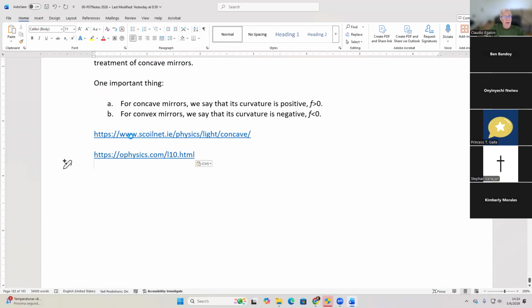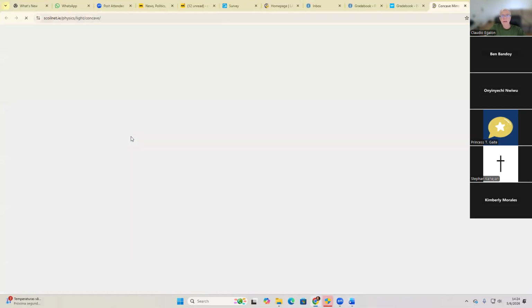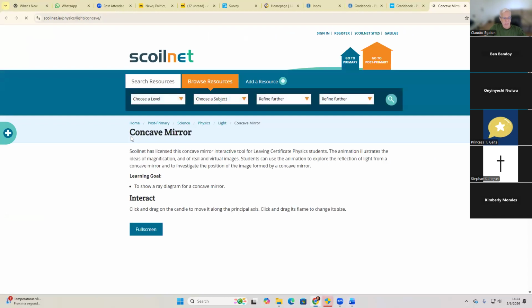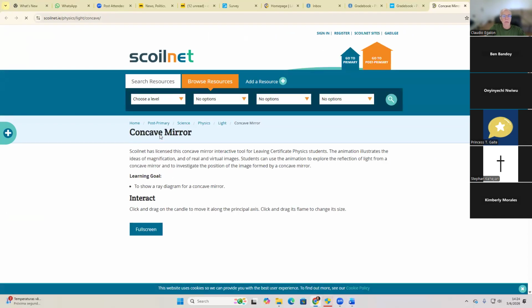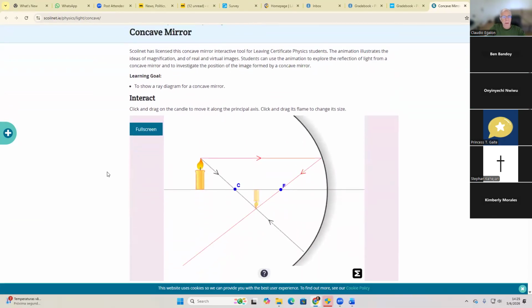Let's take a look at this one here, how it looks like. Let's see, full screen, concave mirror, see? That's the concave mirror. Okay, here you go. I can move back and forth, right? The further away is the object, the closer the image gets to the focal point.